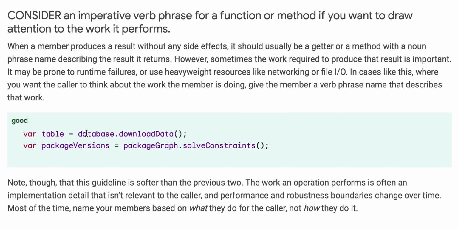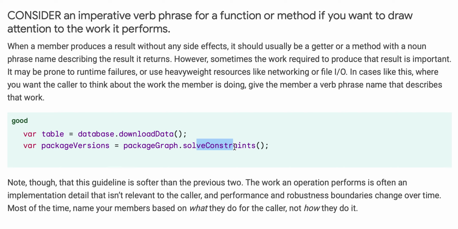For example, if we have list.elementAt(3), that is a pure noun, but here we use a verb because the work, the side effect it is generating, is also important. It is actually downloading the data and the final result it is giving us. In solveConstraints, it's actually doing some computing and then finally returning the result. So in these cases, we use an imperative or a command form of a verb phrase.